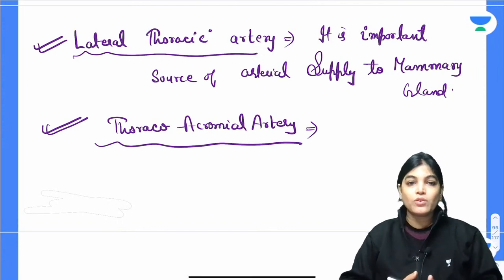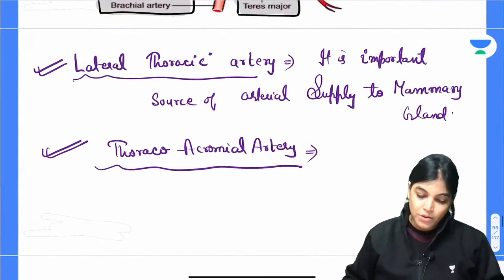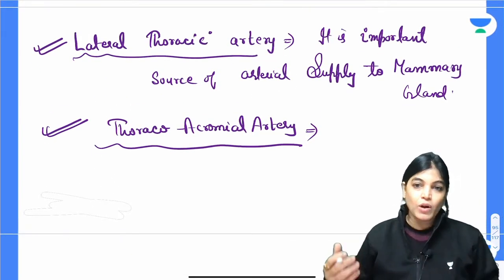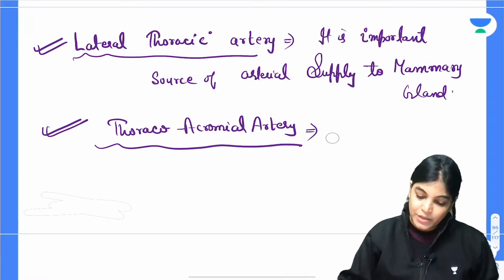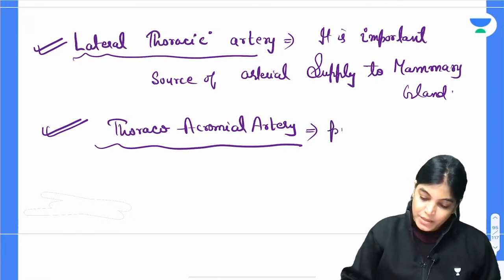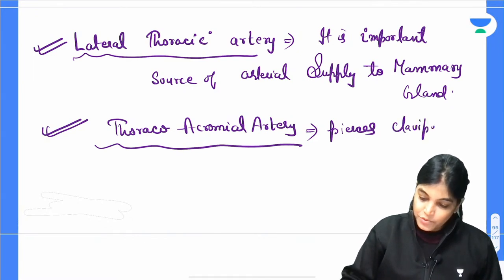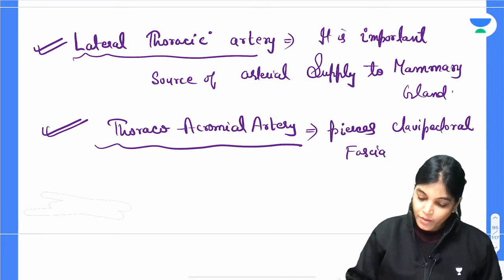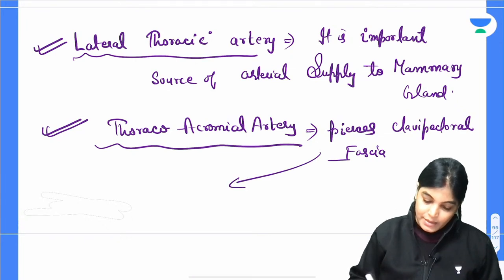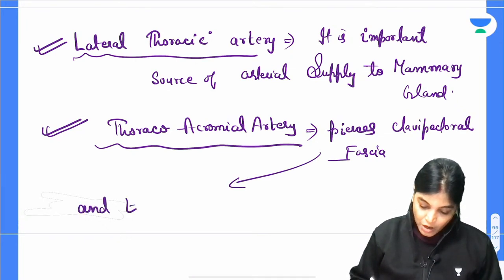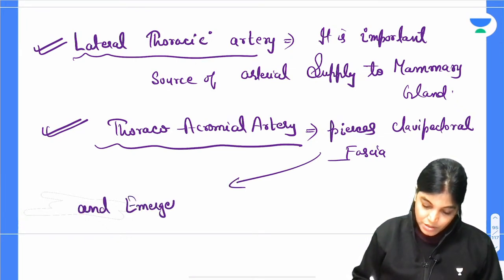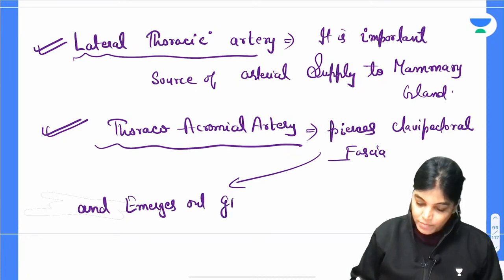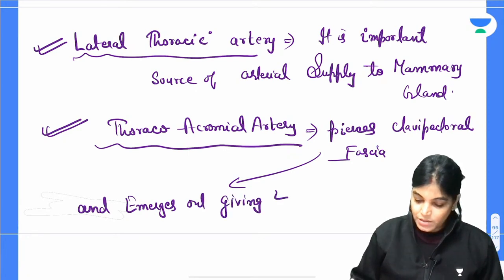This thoracoacromial artery is an important branch from the second part of axillary artery. It comes out, it pierces the clavipectoral fascia. If you remember, clavipectoral fascia was done in the pectoral region. So it pierces clavipectoral fascia and emerges out giving four branches.